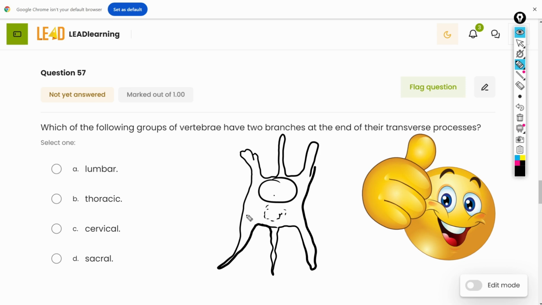the two branches at the end of their transverse processes is clearly found in the lumbar vertebra. This is the lumbar vertebra and it has two branches. So our correct answer is the option A. So being able to answer this question has to do with you understanding the structure of the bones that make up the vertebra.